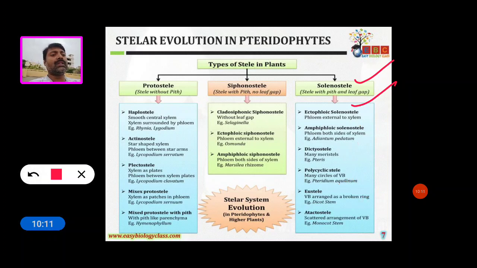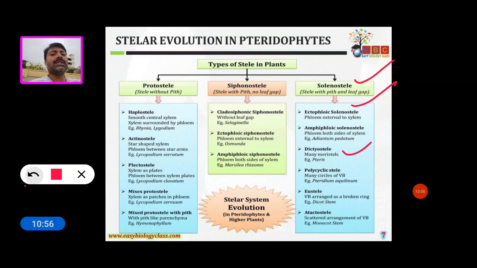In ectophloic siphonostele, the phloem is external to the xylem. In amphiphloic siphonostele, the phloem is on both sides of the xylem. This type of stele we can see in Adiantum pedatum. Dictyostele is the common stele we see in many meristeles. The stele is divided into small parts, so they are called meristeles. This type of stele we can see in ferns.